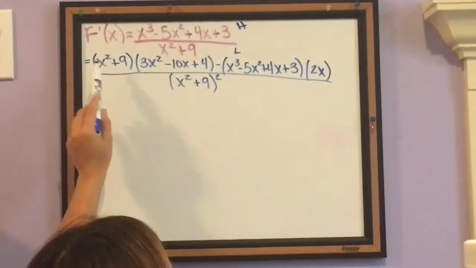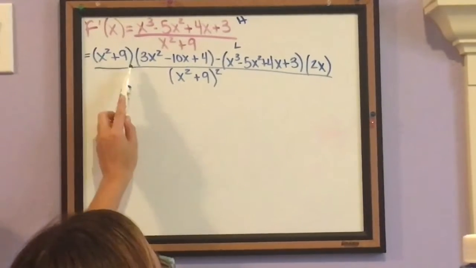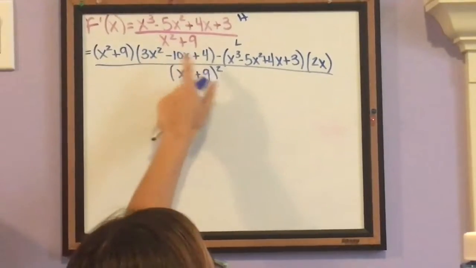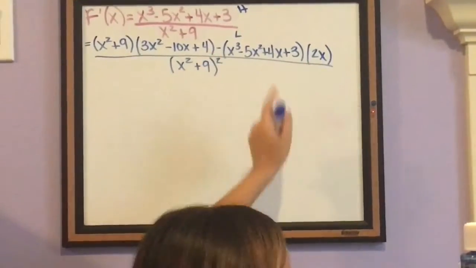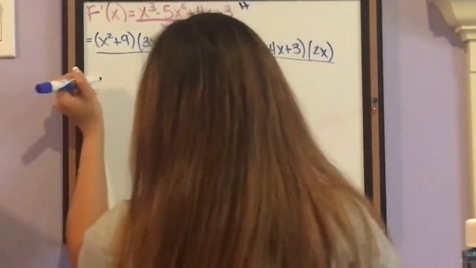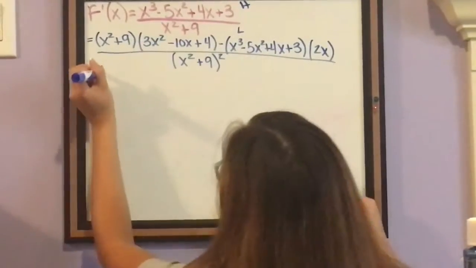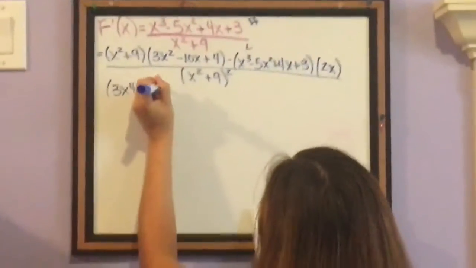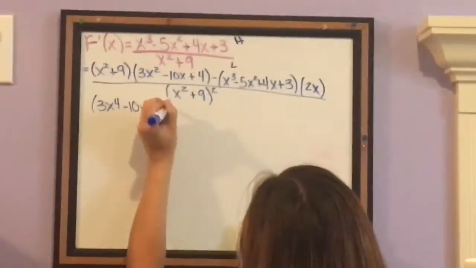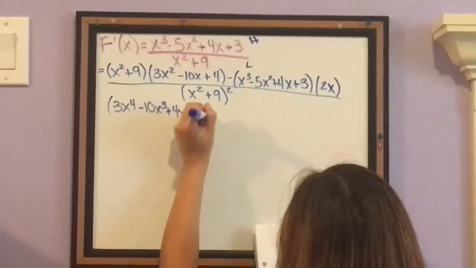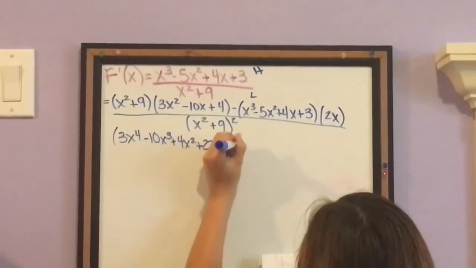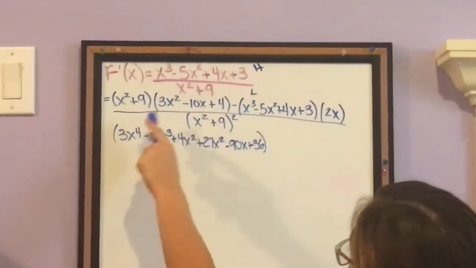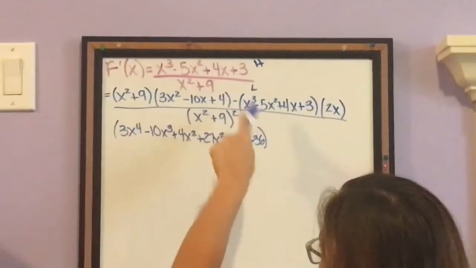So once you get here, you're going to distribute this 9 plus x squared into this right here because it's multiplying, and you're also going to do the same here. So once you do that, your answer is going to be 3x to the 4th minus 10x to the 3rd plus 4x squared plus 27x squared minus 90x plus 36. And that's all for this first part right here.